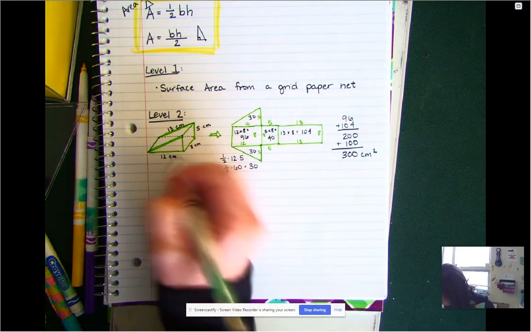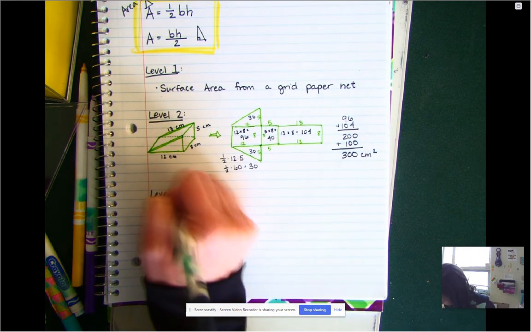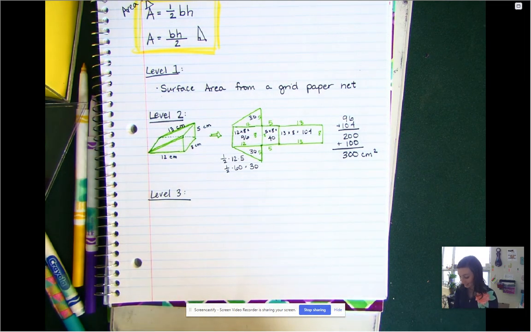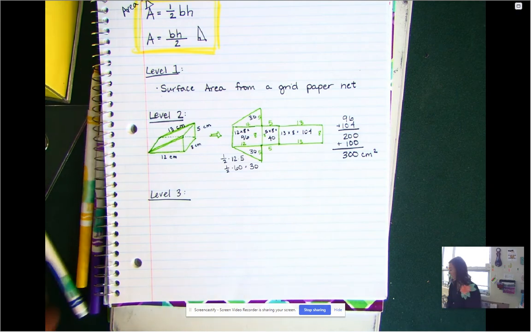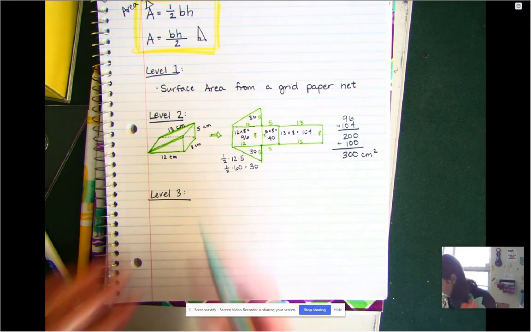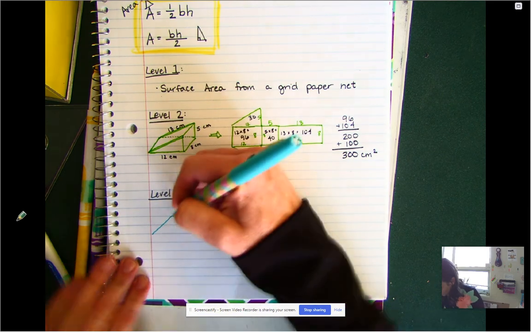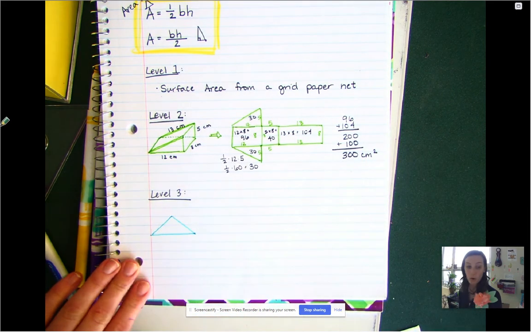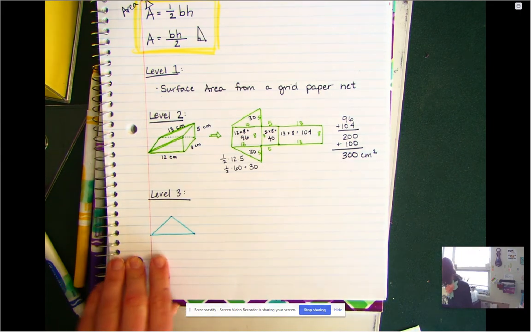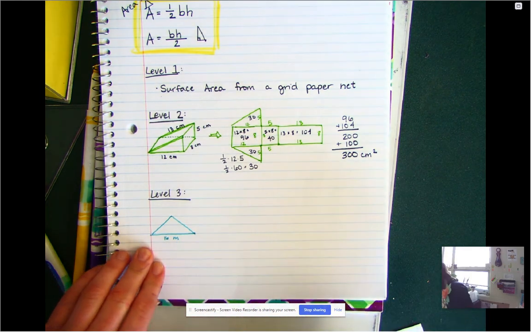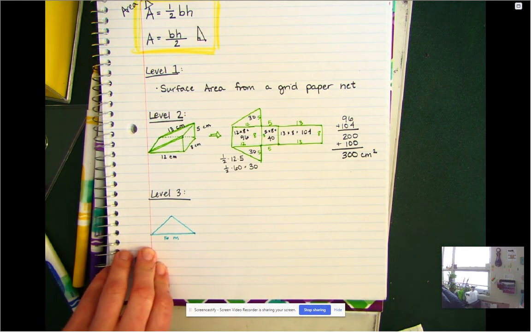All right, level 3 then, they're just giving me the 3-dimensional figure. I can't see the net unless I draw it. So we're going to have a little tent here. And this is where it's going to be important to remember that the height of a triangle is always perpendicular to the base. So we have 16 meters and 10 meters.